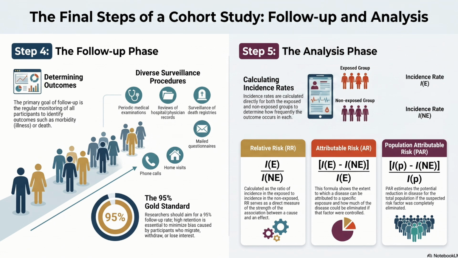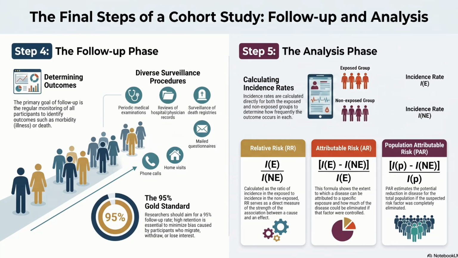Participants are monitored periodically to determine whether they develop the disease of interest. Researchers may conduct regular clinical examinations, review hospital records, consult disease registries, perform telephone interviews, send questionnaires, or even carry out home visits. Maintaining a high follow-up rate is essential. Ideally, researchers aim for a follow-up rate of 95% or higher.